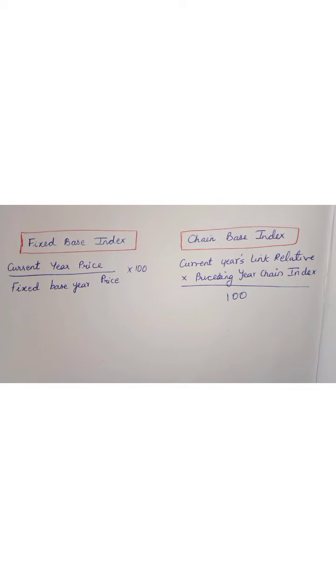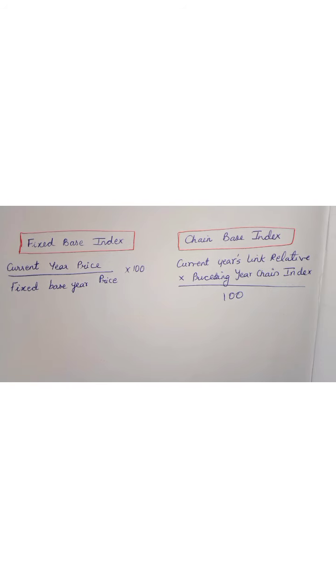And in the chain base index we are going to find the link relative. The first step is to find the link relative, then we multiply this link relative with the preceding year's chain index. We are comparing the years, so we use the preceding year's chain base index, and then we divide it by 100.